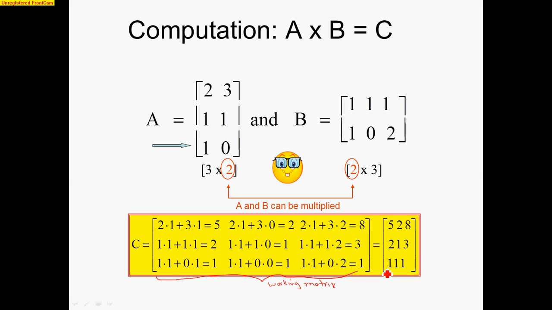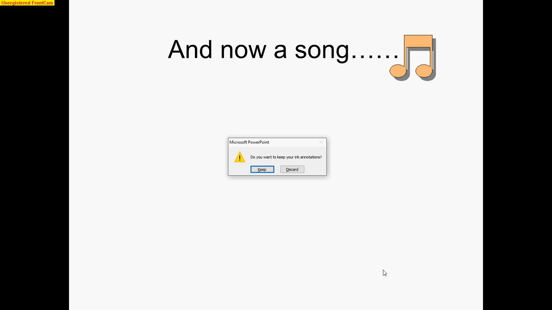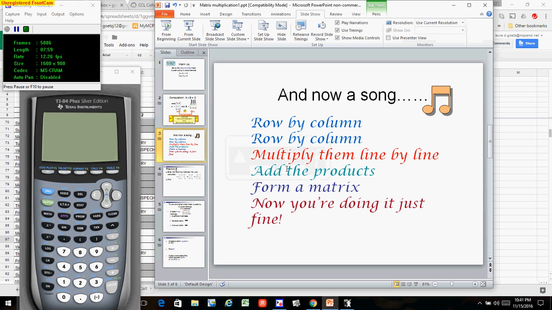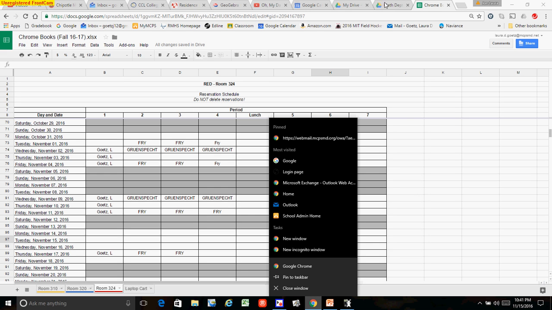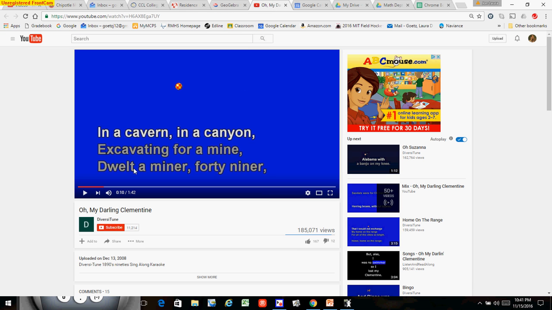So after teaching them, I would then give them a little song to try to remember this by. And the song goes along with an old song from, I don't know where. But Oh Clementine, right?